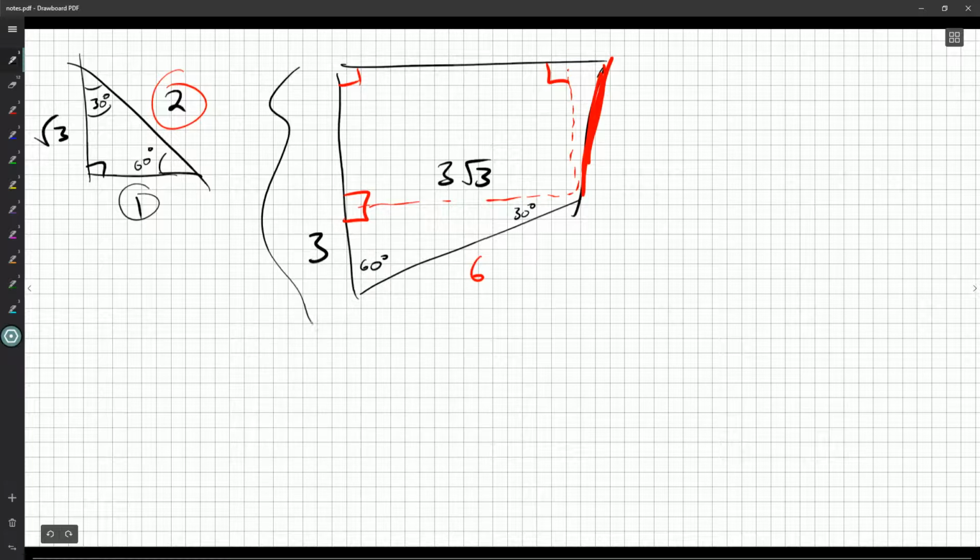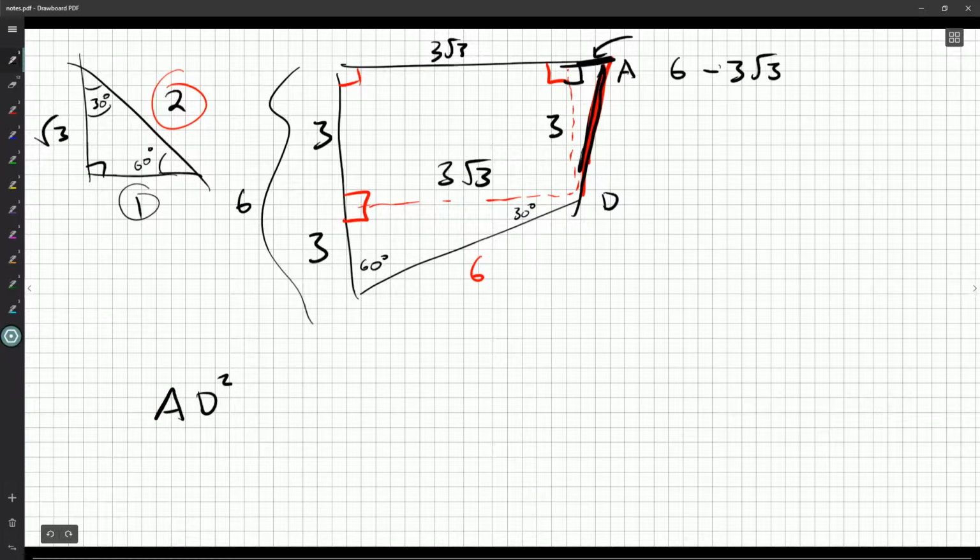Now I know that this whole distance here was 6. This whole length was 6. So I get a 3 here as well. But this is a rectangle, so I get 3 root 3 here. I get 3 here. What's this distance right here? Well, or this length right here. It'll be 6, because the total side was 6, minus 3 root 3. And now I've got a nice little right angle triangle where AD, what I'm looking for, is the hypotenuse.